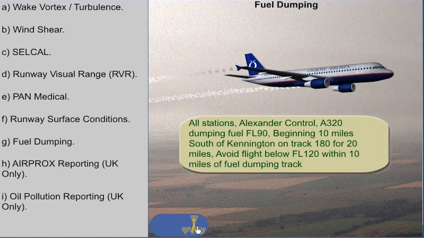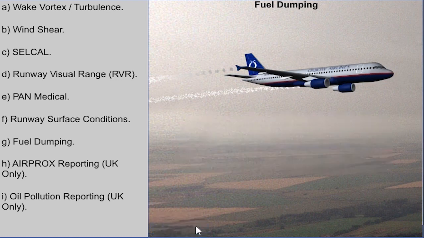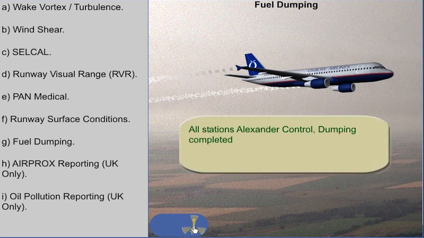All stations, Alexander Control. A320 dumping fuel, flight level 90, beginning 10 miles south of Kennington on track 180 for 20 miles. Avoid flight below flight level 120 within 10 miles of fuel dumping track. And then, when the dumping is complete, all stations, Alexander Control. Dumping completed.